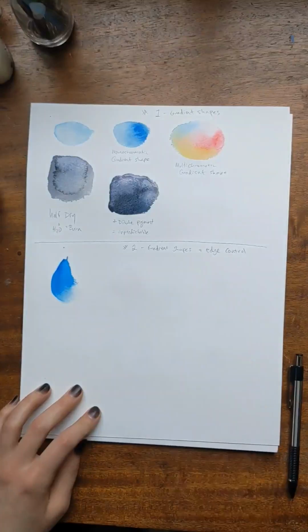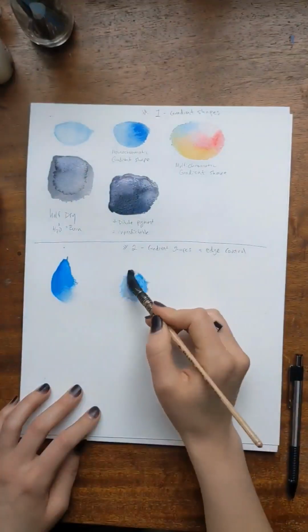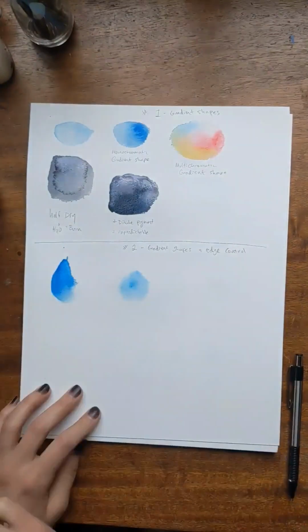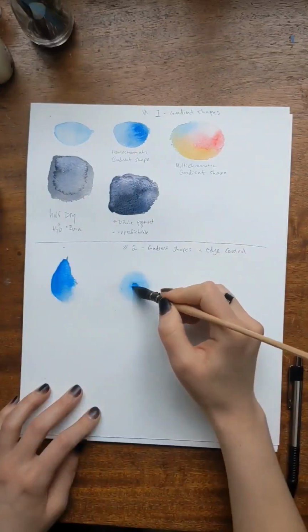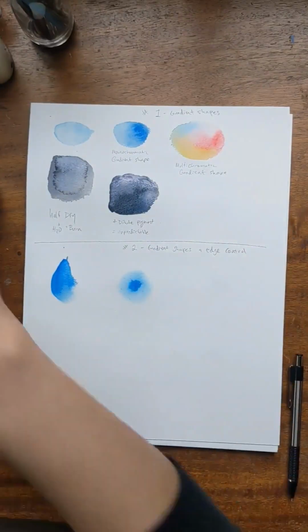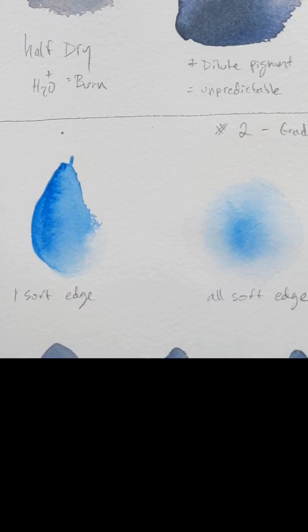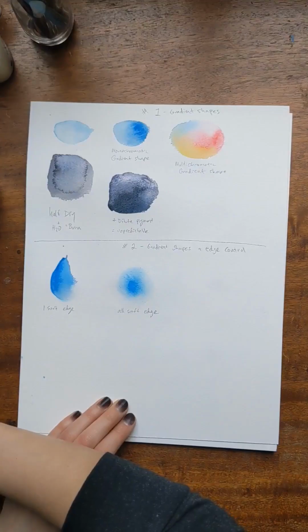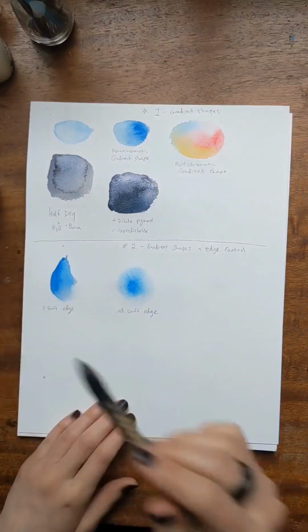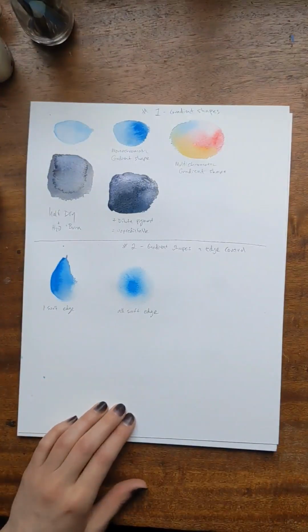Here's a gradient shape with no edges, just a soft spot of color diffusing out from the center. As this patch dries, the edges will get even softer. Here are those 2 shapes, after they've dried. When I want to soften an edge, I usually do it one of 4 ways.